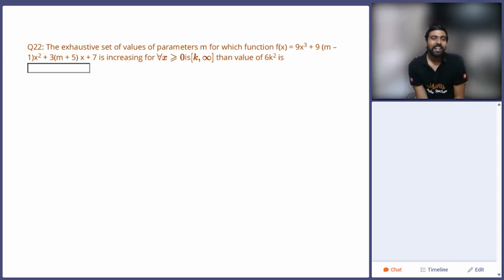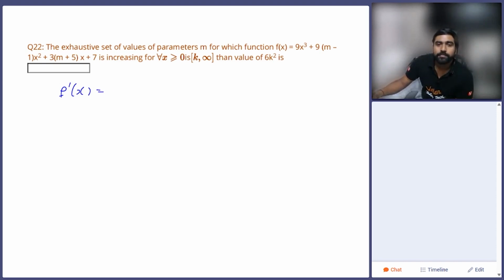Okay. What we have now, the exhaustive set of all of the values of parameter m for which this function is increasing for all the values of x greater than or equal to 0 is k to infinity. What is the value of 6k squared? Okay, function is increasing for all the values of x greater than 0, which means f dash of x has to be positive over there, right?